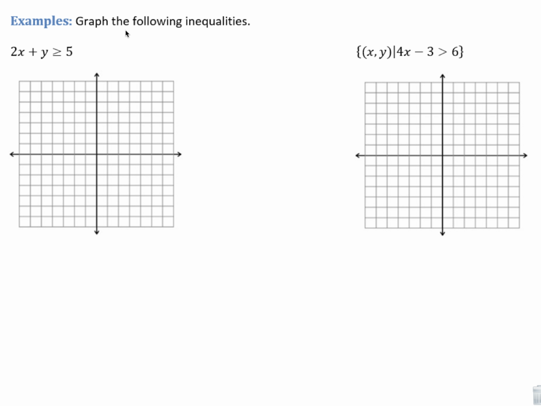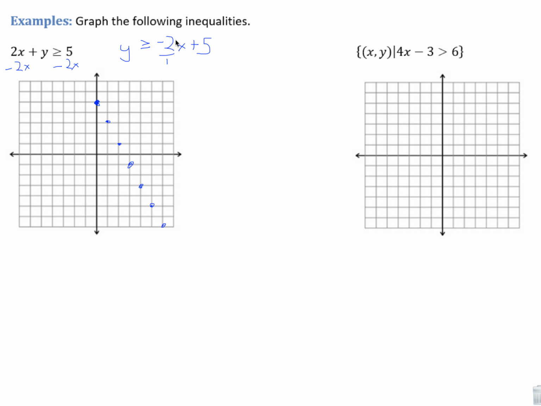So graph the following inequalities. This one right here would be easier if we put it in slope-intercept form, so we can subtract 2x from both sides. And that gives us y is greater than or equal to negative 2x plus 5. So we put it in slope-intercept form, and now we're going to graph. The y-intercept is 5: 1, 2, 3, 4, and 5. A slope of negative 2, so we can think negative 2 over 1, go down 2, right 1, and we can continue doing that for a bit. And then we're going to graph our line.